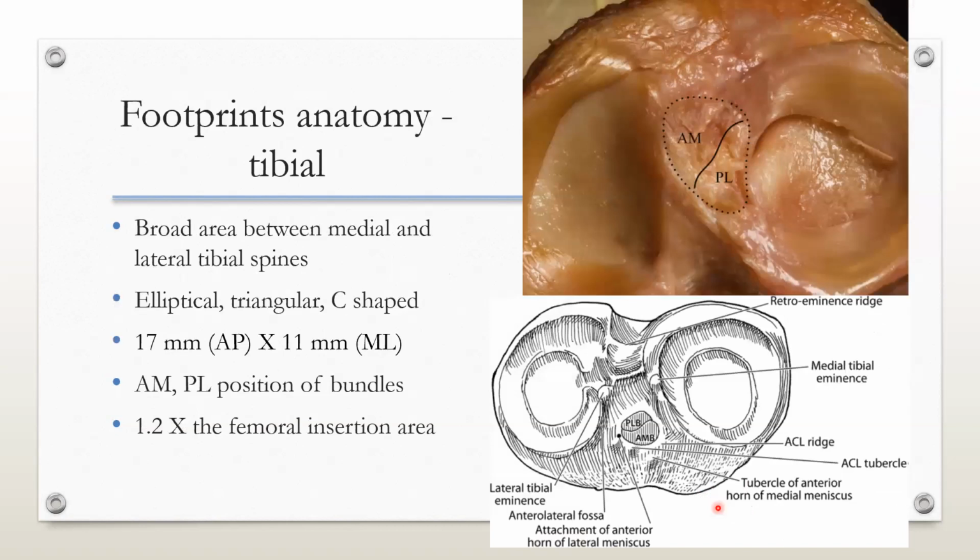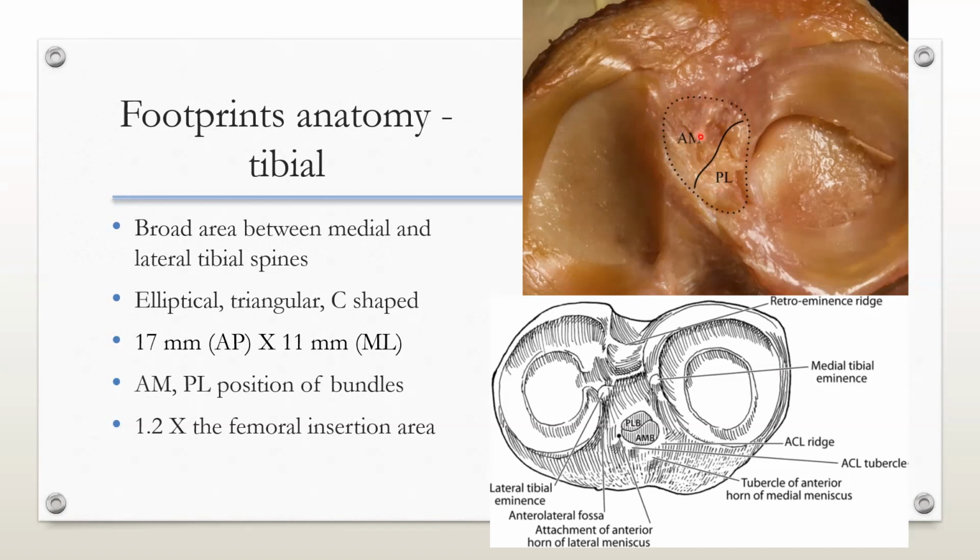So coming to the anatomy at the tibial level, just like the femoral footprint, this also has a broad area of insertion seen between the medial and the lateral tibial spines. And it also has a varied shape from elliptical to triangular and even a C shape. It is about 17 mm in the anteroposterior direction and 11 mm in the mediolateral direction.